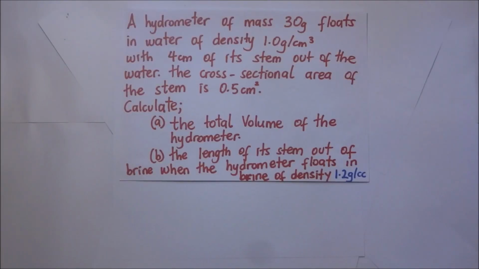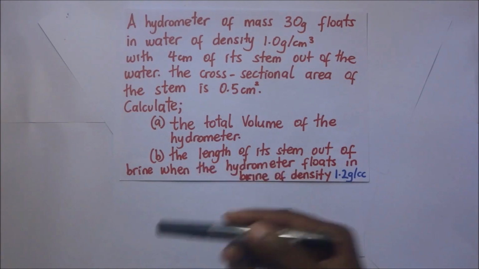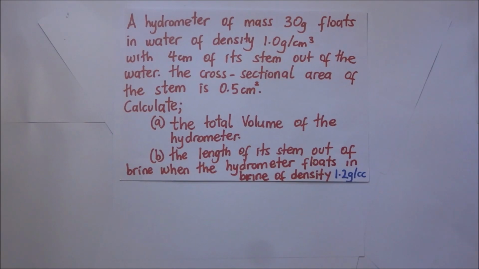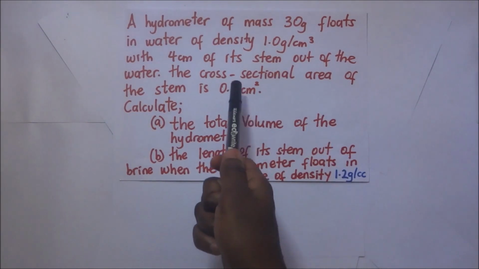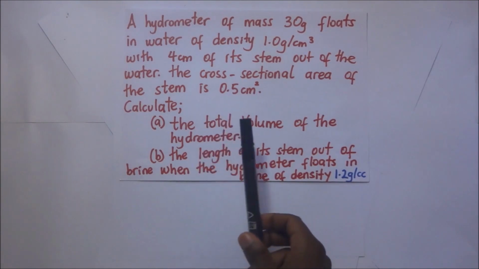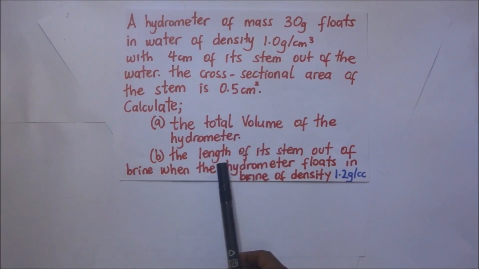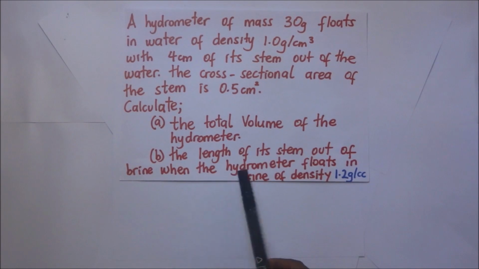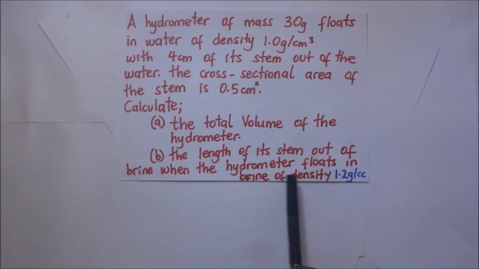A hydrometer of mass 30 grams floats in water of density 1 gram per cc with 4 centimeters of its stem out of the water. The cross-sectional area of the stem is 0.5 centimeters squared. The question requires us to calculate the total volume of the hydrometer and the length of its stem out of brine when the hydrometer floats in brine of this density.